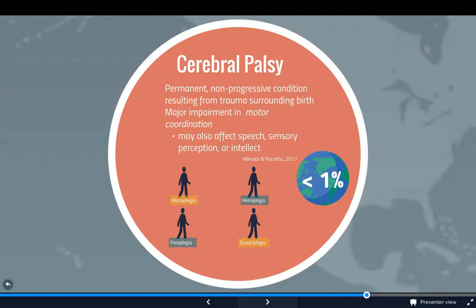So the main thing is motor coordination, but it can also affect other things, because it depends on how and where and to what extent the brain is affected during this injury. It can affect speech. It could affect vision, hearing, touch. It can affect intellect, so it could be cerebral palsy and an intellectual disability. But most of the time, people with cerebral palsy don't also have an intellectual disability. So don't just make that assumption.